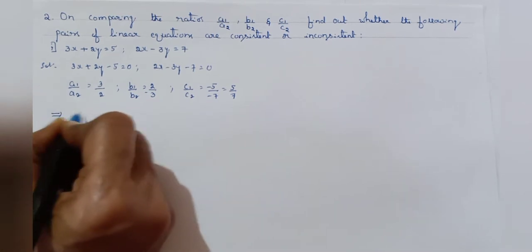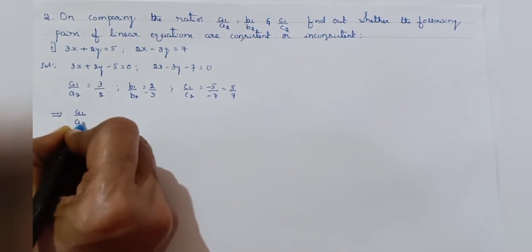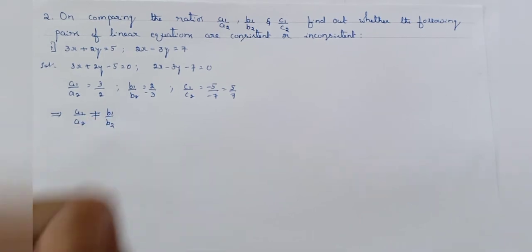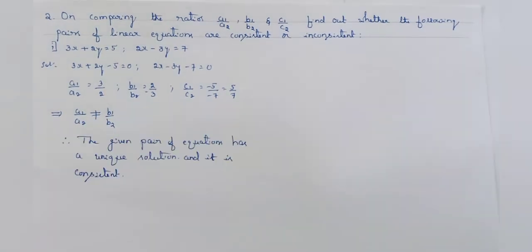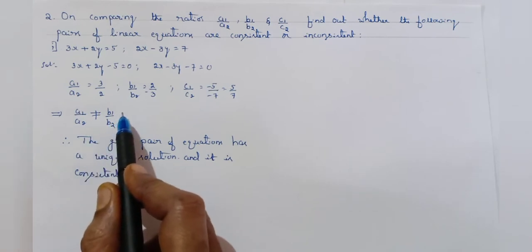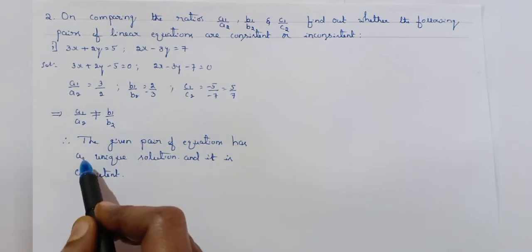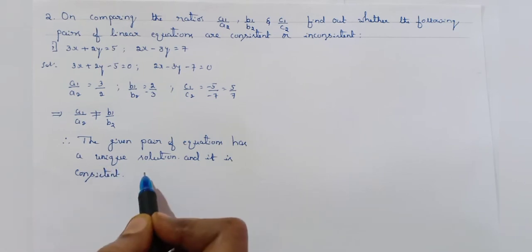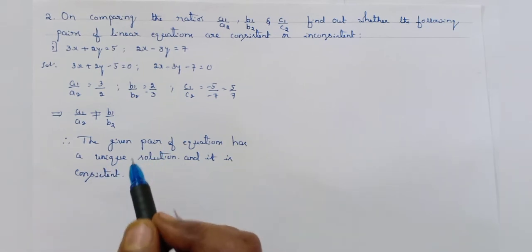It means a1 by a2 is not equal to b1 by b2. Since a1 by a2 is not equal to b1 by b2, therefore the given pair of equations has a unique solution and it is consistent.